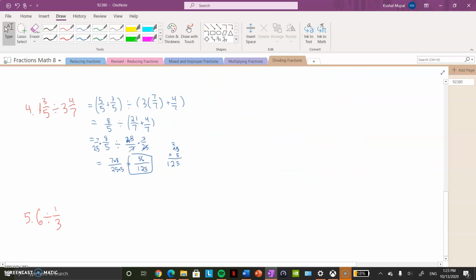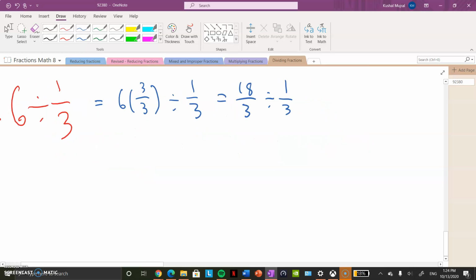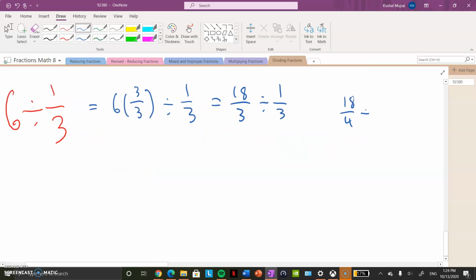I think there's one more question: 6 divided by 1 over 3. For this one, we'll go back to the first method. So this equals 6 times 3 over 3 divided by 1 over 3, which is 18 over 3 divided by 1 over 3. If it was 18 over 4 divided by 1 over 4, we would just take the numerators and it would become 18 over 1. If it was 18 over 5 divided by 1 over 5, we would just take the numerators, and it would become 18 over 1. So for this one, we'll just take the numerators and it becomes 18 over 1.